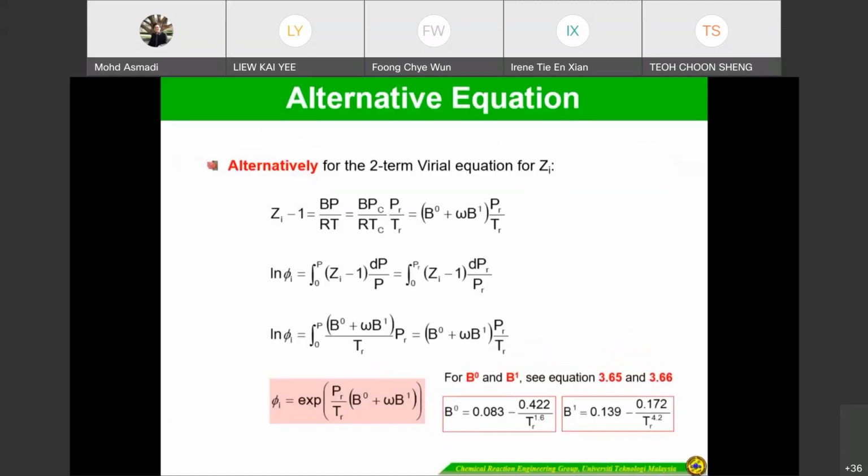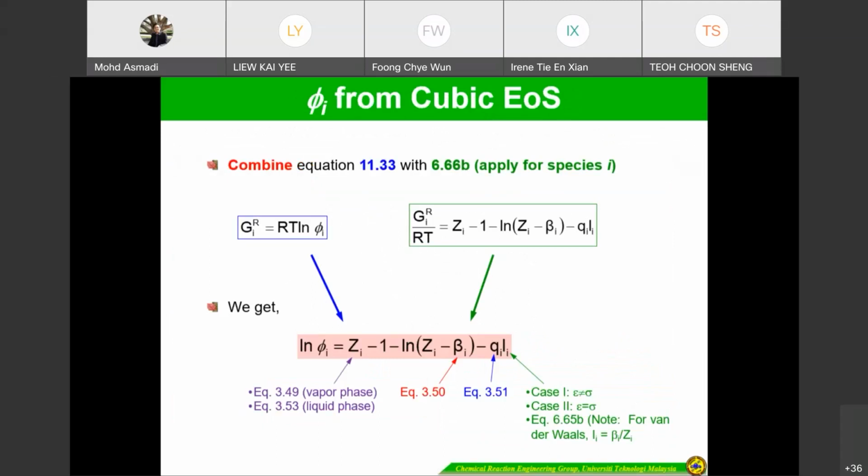And for the cubic equation of state, these are the equations. The one cubic equation of state that we did not cover is for the species in solution. But for the pure species, yes, we cover it by using the cubic equation of state. So how to calculate this one? For phi, you have to determine Zi. How to determine Zi? Refer back to equation 349. This is iteration, right? Bi also, Qi and Ii.